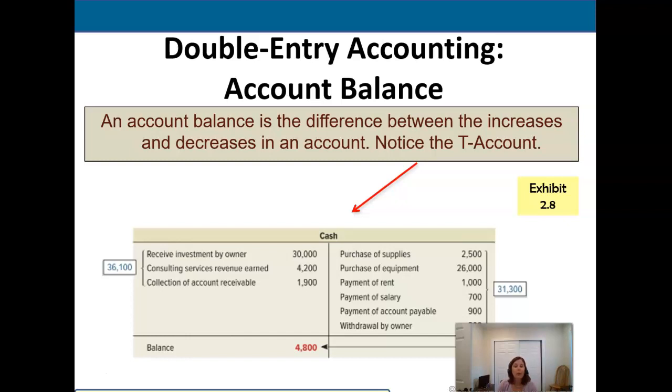Now, you will see here that if we were to add up these two columns, the debit side being 36,100 and the credit side being 31,300, that leaves us a balance of $4,800. And that balance is on the debit side because that's the larger side of the transaction. So if we said, how much is in the cash account? The answer to that question would be, the cash account has a $4,800 debit balance.